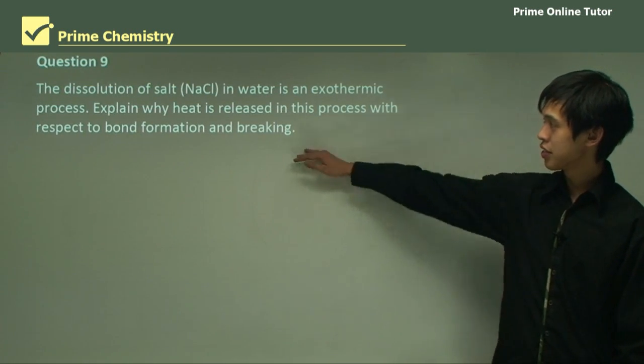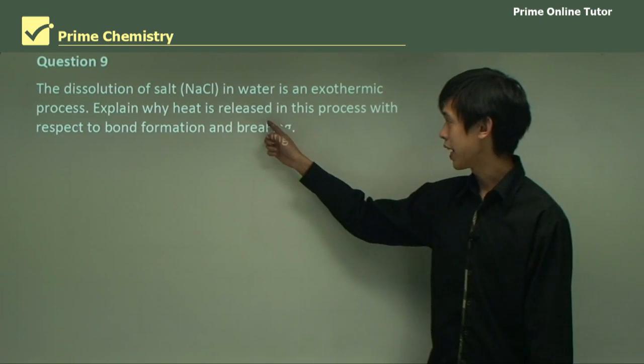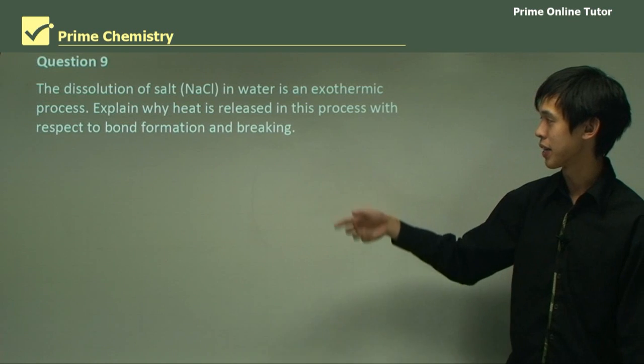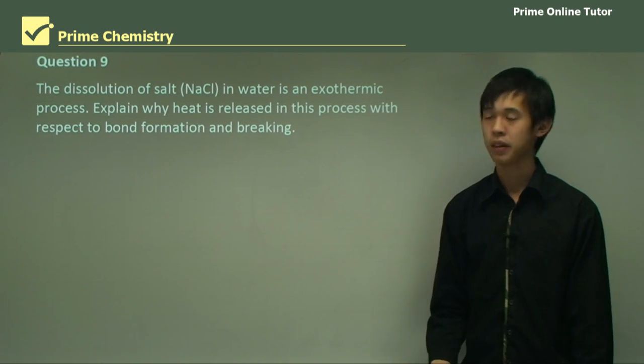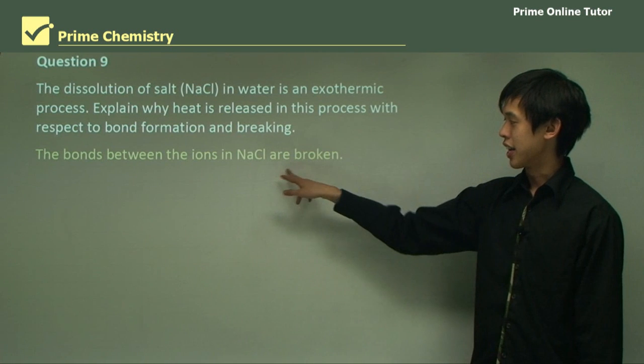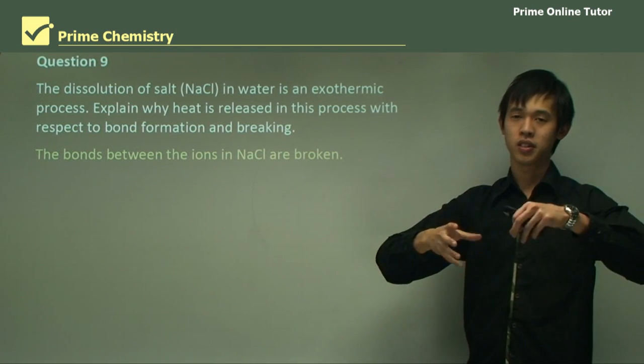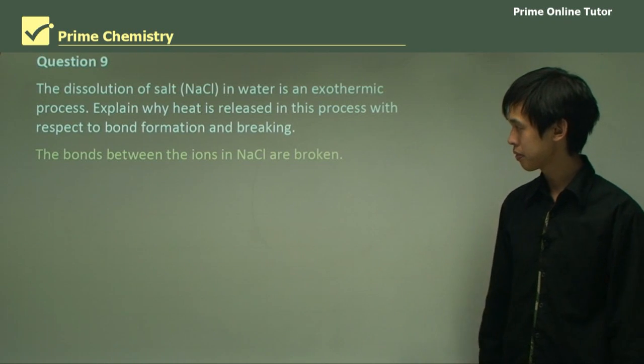Okay, so the dissolution of salt in water is an exothermic process. Explain why heat is released in this process with respect to bond formation and breaking. Okay. So the bonds between the ions in NaCl are broken. So that's what happens when we dissolve them. We put them in water, the water pulls them apart.